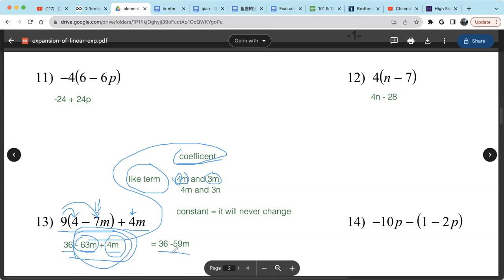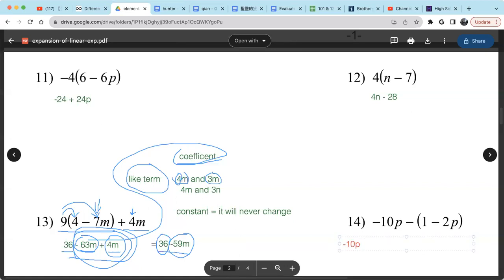Two terms, right? 36 is a constant term. It will never change. Negative 59m will change, depends on the value of m. Okay, now let's do 14. Let's see if you can do faster than me.